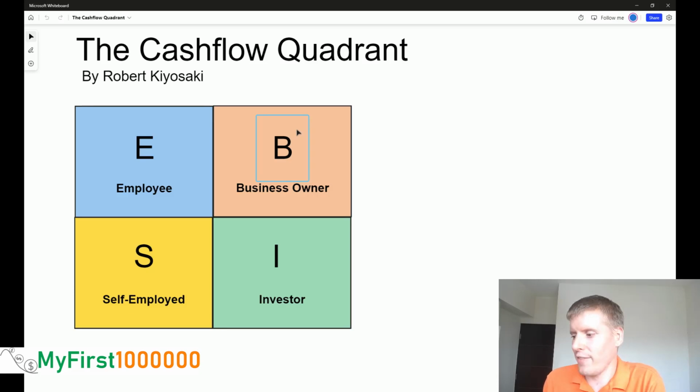Then on the other side we have B. B stands for business owner. The difference between S and B is if you're a business owner, you're not just working by yourself, but you're also running a business, maybe have your own employees. And therefore there's much more scale within the B compared to the S. And then lastly the I stands for investor. So if you're an investor, investing into a project, into an investment opportunity, then you can get some earnings out of those investing opportunities.